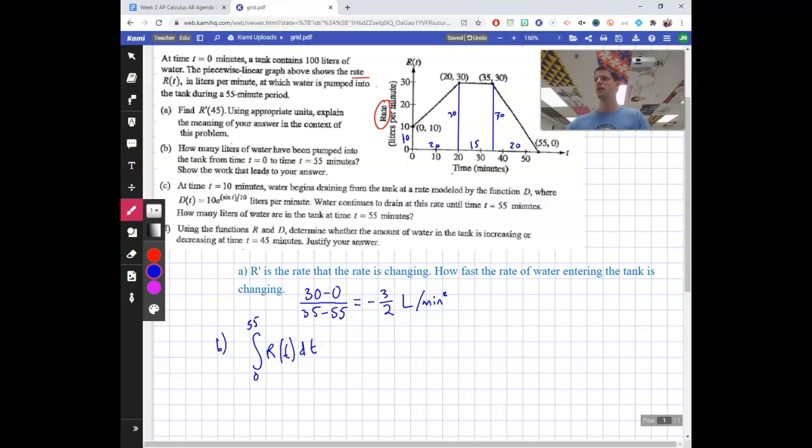So go ahead and take a moment to calculate the area of those three shapes and add them together and find out what you get. All right, hopefully you got all that.